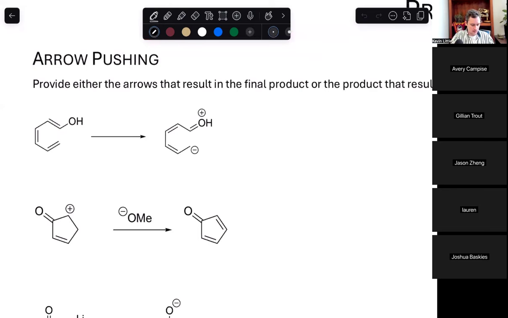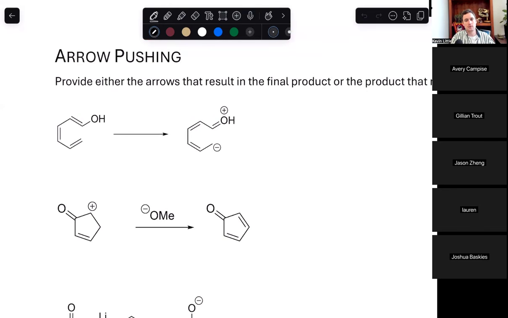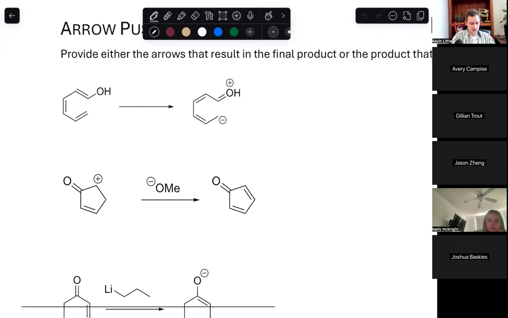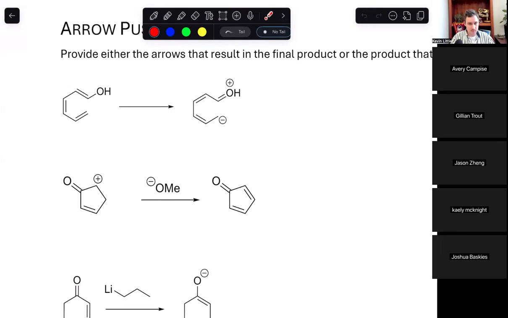So arrow pushing, we're showing the movement of electrons. We're literally moving charged particles around. So usually when I think about arrow pushing, I find it helpful to focus first on the change in charge. And I think a lot of people don't necessarily want to think about that first. They want to imagine bonds moving, which are important, don't get me wrong.